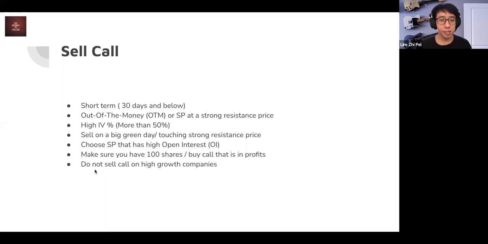And the last thing is do not sell call on high growth companies. This is because with high growth companies, the stock price can go up a lot in a short term. So if it goes higher further to your sell call strike price, then you are in danger. Basically, you have to sell your 100 shares if you are exercised.